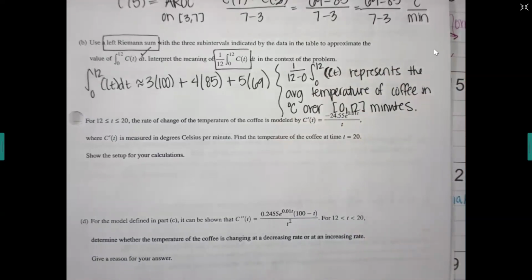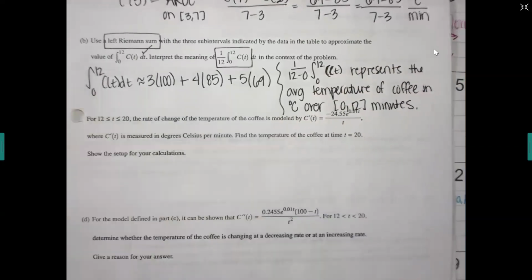So average Y value is just the average of what your Y value already is. Okay. Part C. Remember, the chart tells me C. Now they're giving me a C prime, and the C prime is the rate of change of basically how fast the coffee's temperature is changing. Then it says, find the temperature of the coffee at time 2.